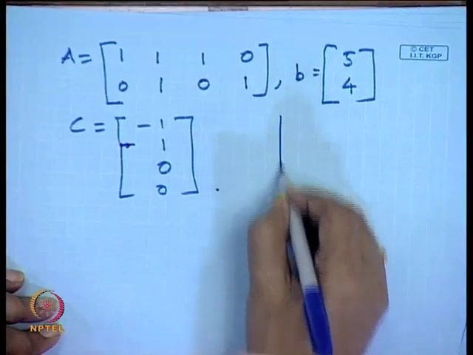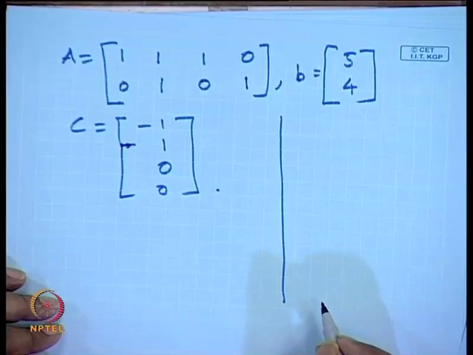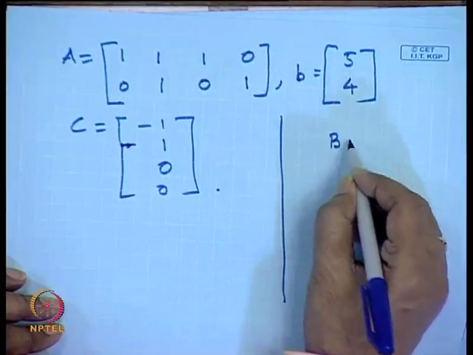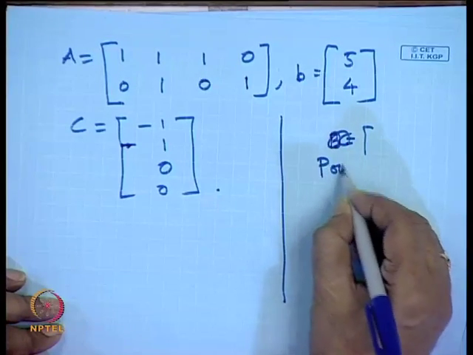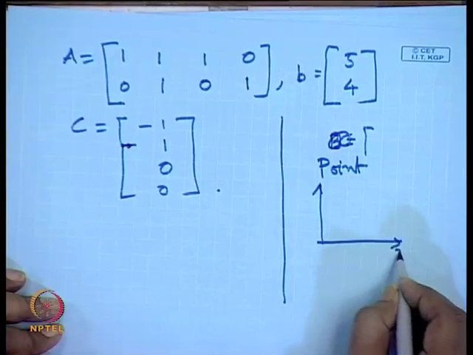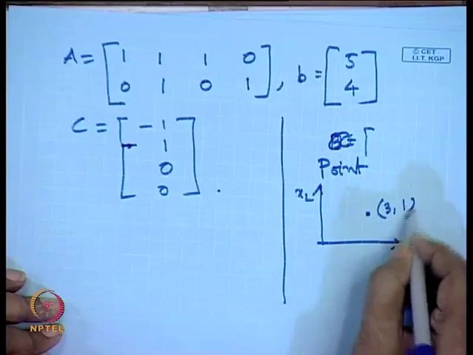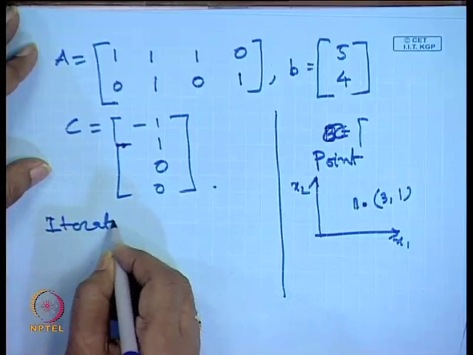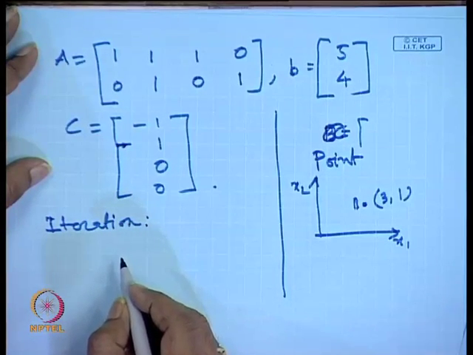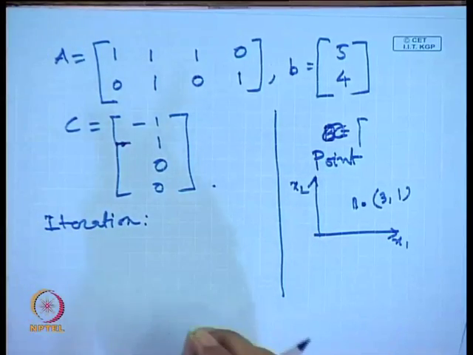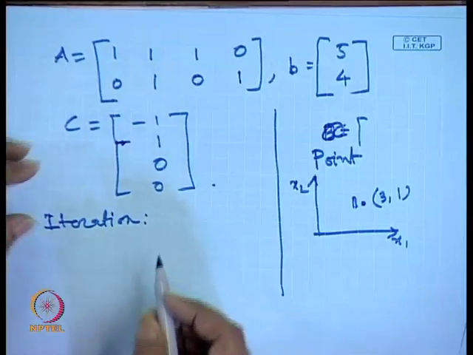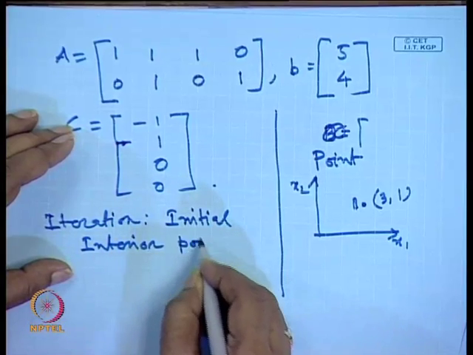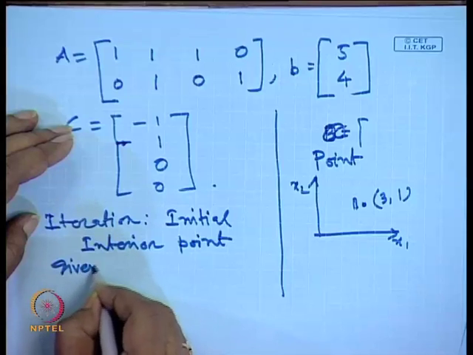Okay? So, our basic step, if you recollect, is first to find the initial point. If you see the earlier problem we considered, the point B coordinates in the x1 and x2 coordinates of the original problem were 3, 1, and it is off-centered. So, before starting the iterations, you have to see how many coordinates the initial interior point has. Here we have 4 coordinates: x1, x2, x3, x4. So, the initial interior point is given, or you have to find it.